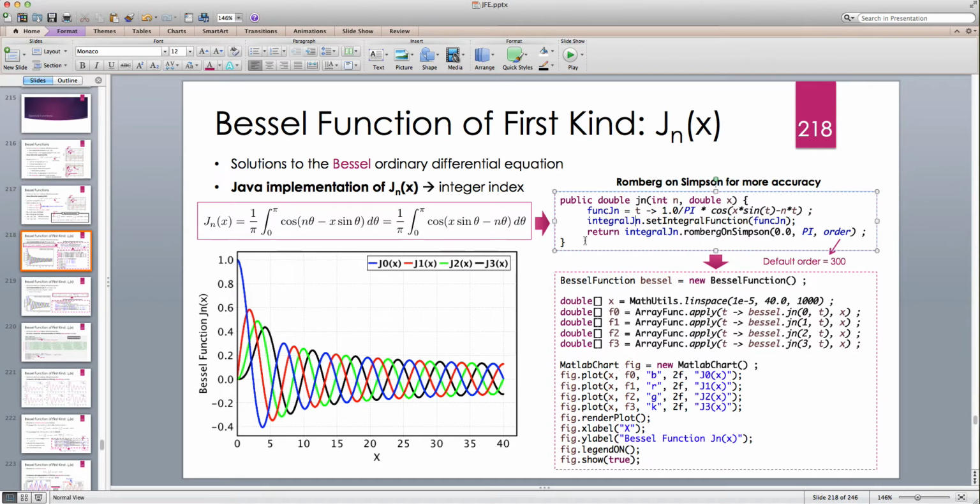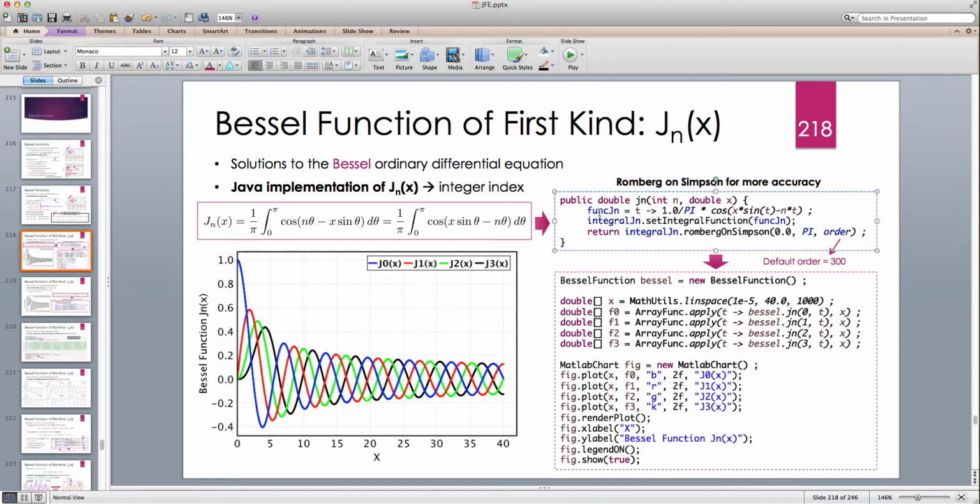So a very simple way of doing it is Jn. We define a Jn function, returns a double value. The index is integer n, and the x can be any double number, right? Positive, negative, doesn't matter. We define our integral function. T goes to 1 over pi cosine of x sine of t minus nt, and t is the parameter of integration. And then our integral 1D object, we call it integral Jn. Set integral function, find Jn.